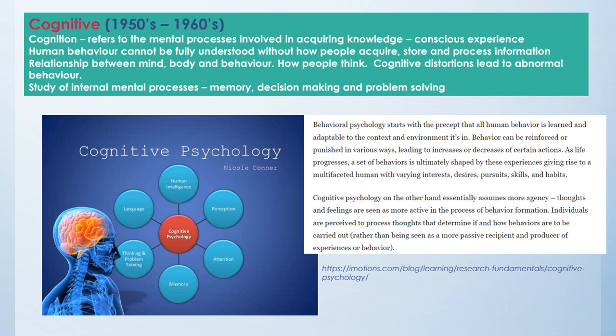And so is behaviorism, because we are very much influenced by what is happening around us, but often it's how we think about it. So you can see it's what we call an interactionist perspective, where there's interaction between some of these different theoretical perspectives. And we see that more and more. So basically, individuals are perceived to process thoughts that determine if and how behaviors are to be carried out. So there's agency, there's choice. Your thinking will tell you if that behavior is to be carried out. It's not something happening to you, it's something that you are an active person participating in.